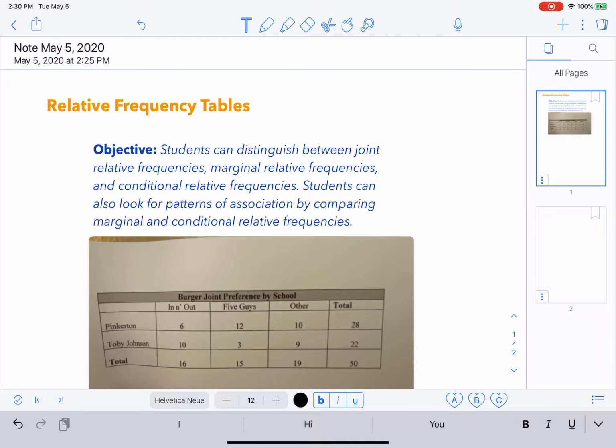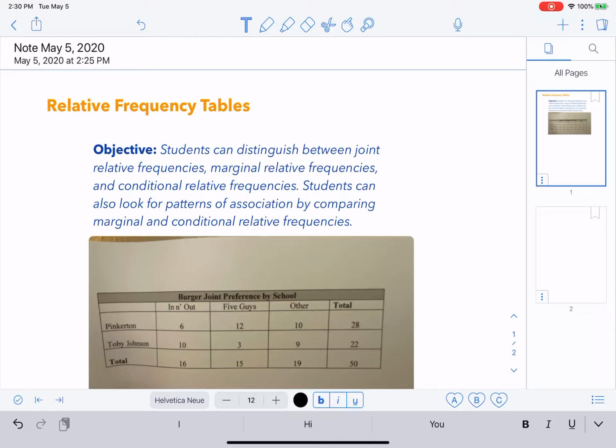For instance, you might notice that we have a table below that looks at burger joint preference by school, and it has In-N-Out Burger, Five Guys, other burger places. You're just looking at preferences. Do you prefer In-N-Out or do you prefer Five Guys? That's hard to show in a scatter plot, but you can show it using a table. So we're going to go there today.